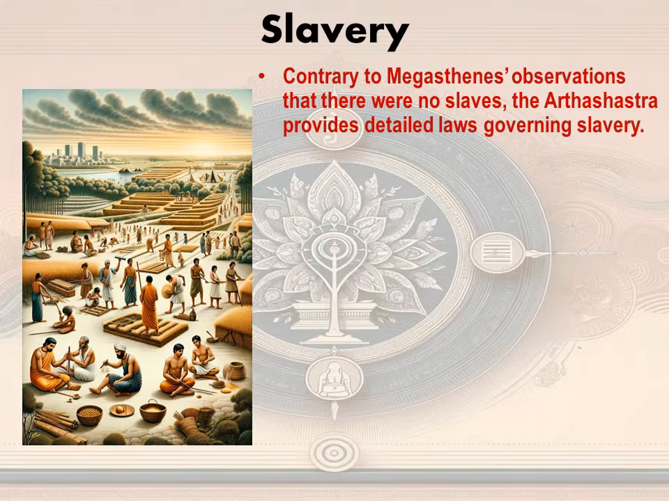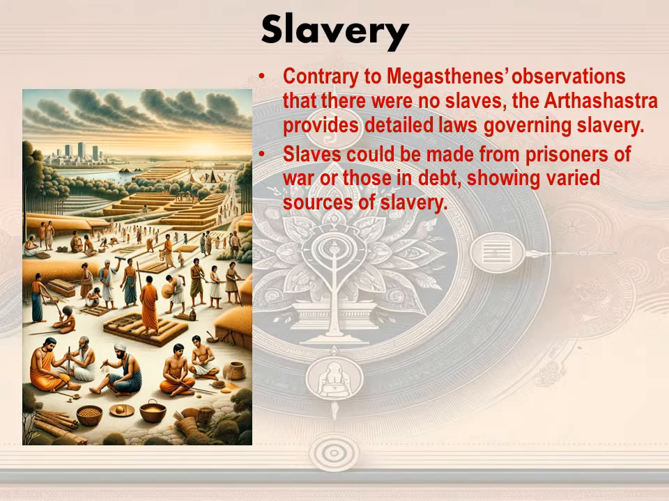So that may have been the later part of Arthashastra, which focuses on the laws regarding slavery. However, it is to be thought about that Megasthenes observed there were no slaves in the Mauryan society. Slaves could be made from prisoners of war or those in debt, showing varied sources of slavery. So there were different processes to acquire slaves.